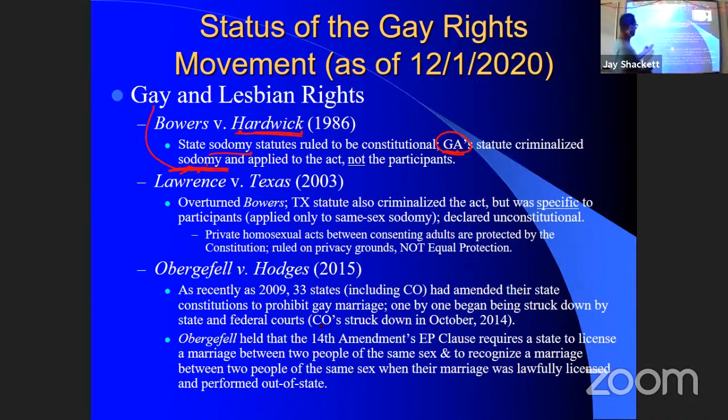It goes all the way up to the Supreme Court. And the Supreme Court actually upheld Georgia's law criminalizing sodomy because the way the law was written, the court said it applies to the act.